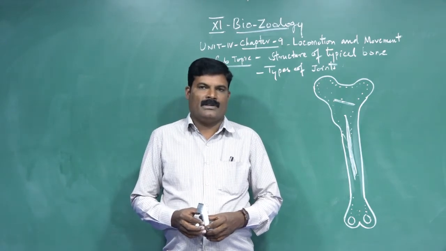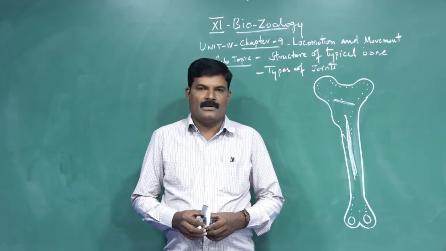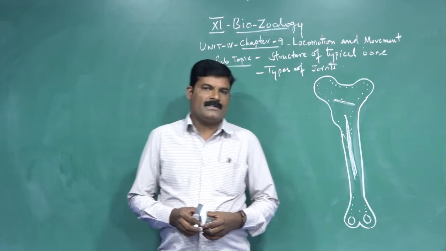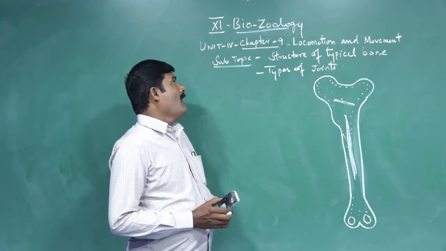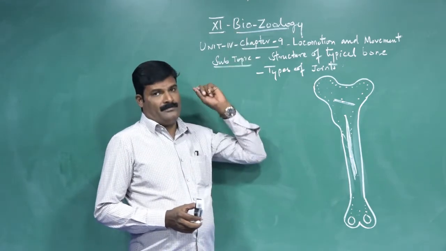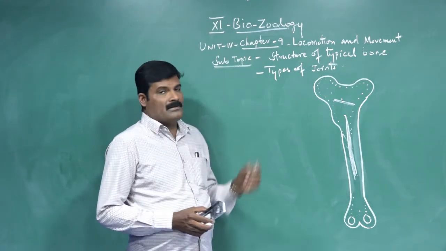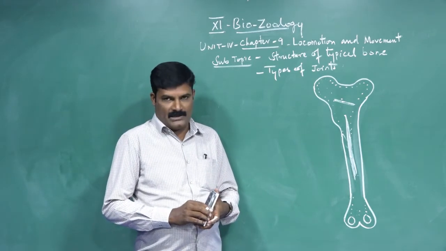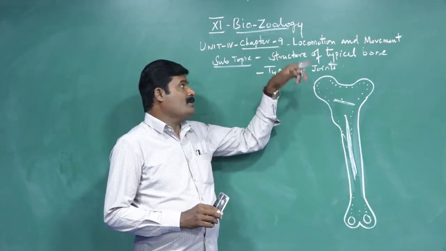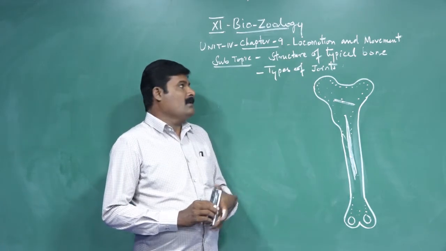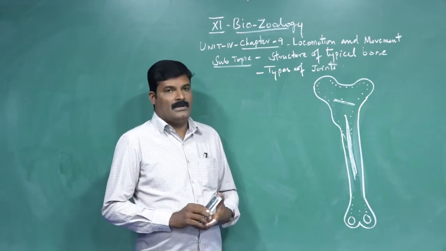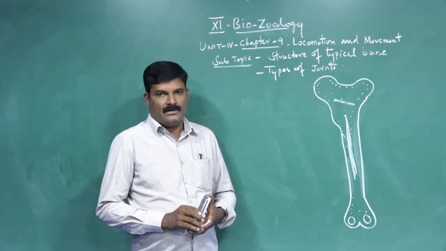Now we will discuss about biozoology subjects. In zoology subject, 11th biozoology, unit number 4, chapter number 9, locomotion and movement. The subtopic is structure of typical bone and the types of joints.